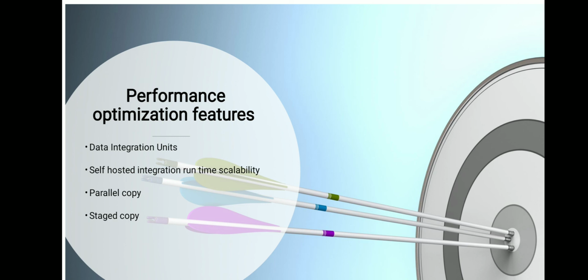A staged copy is a very simple phenomenon. Rather than sending data directly to the sink data store, you have an interim staging area. It could be a blob storage, and then you move data from this blob storage to the final destination, wherever you want to store the data. I guess this is it from my side.